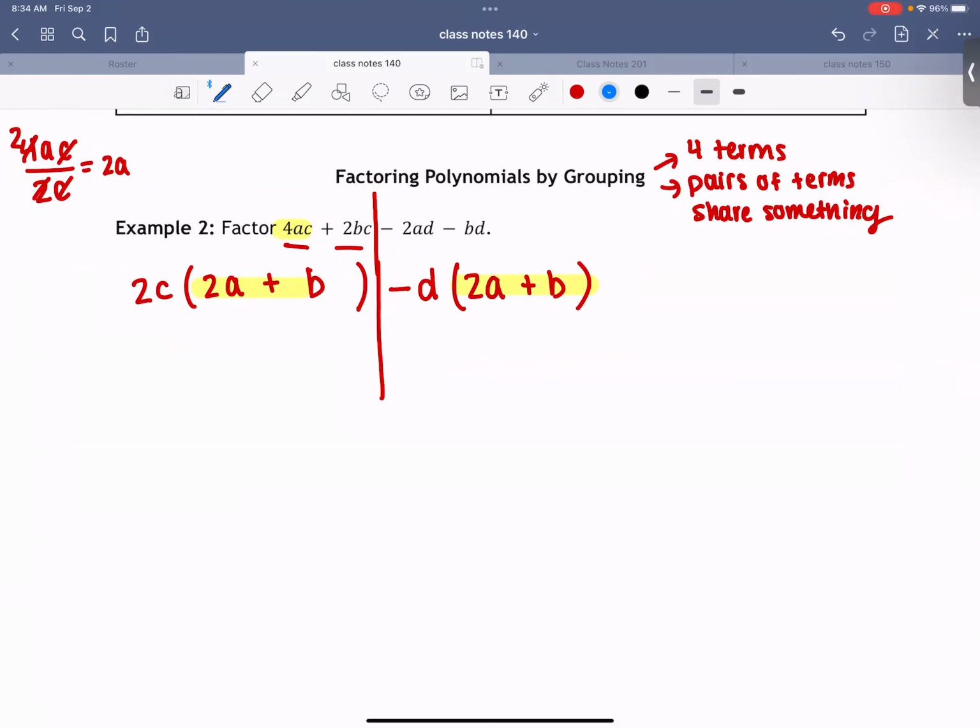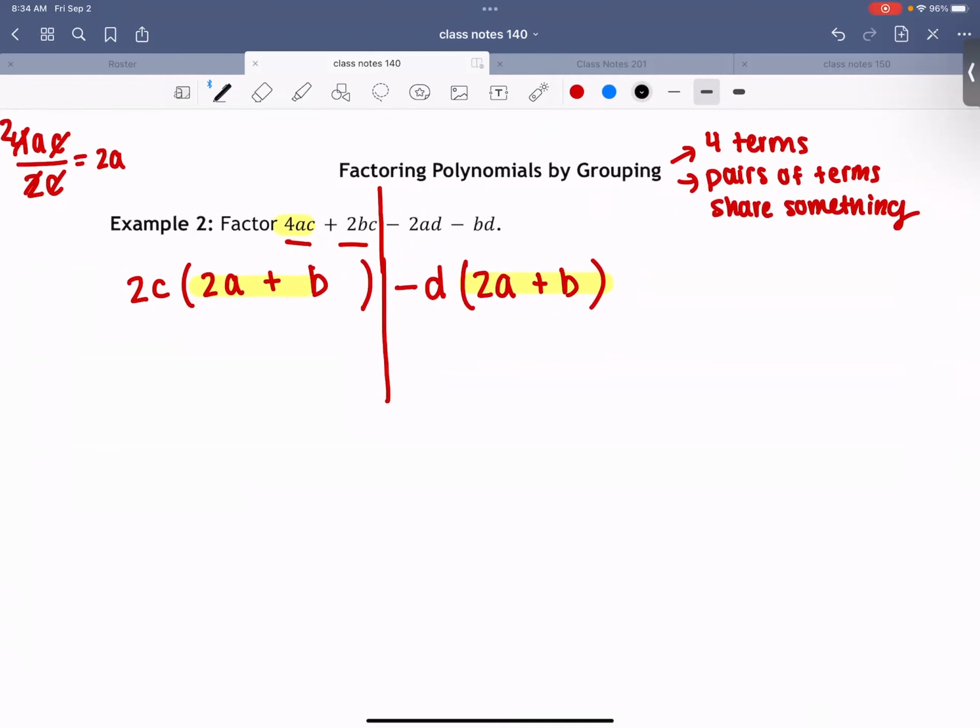The reason I knew this was a factoring by grouping problem is because we had 4 terms, so 4 things we added together. And if I cut it in half, the first half shared a term and the second half also shared something, okay? Now, I know we're kind of jumping into this from last class, but I took a 2c out of the first half and I took a negative d out of the second half.